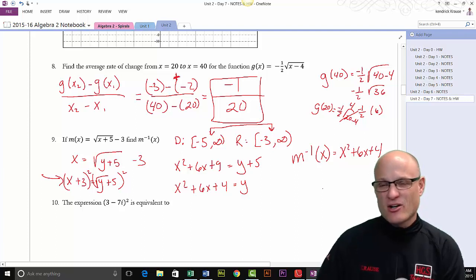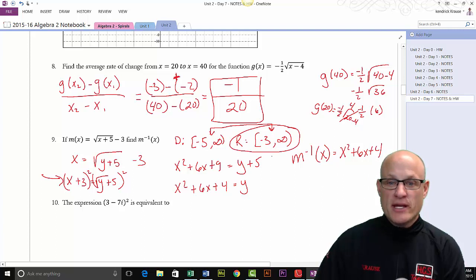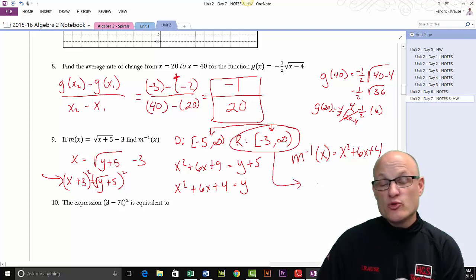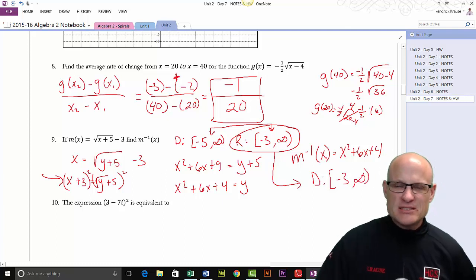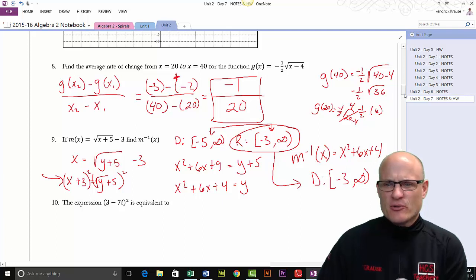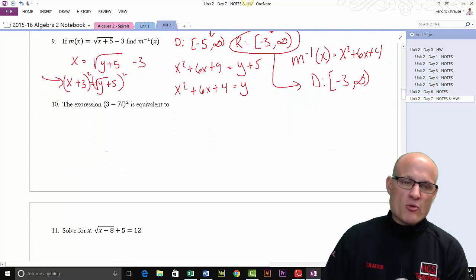But, and this is the hard part, this is going to be my new domain. Remember, when you do inverse, domain and range switch. So my new domain is going to be from negative 3 to infinity. I'm not sure I want you to do that one. We'll see about that. Maybe I'll put that on as a bonus question.